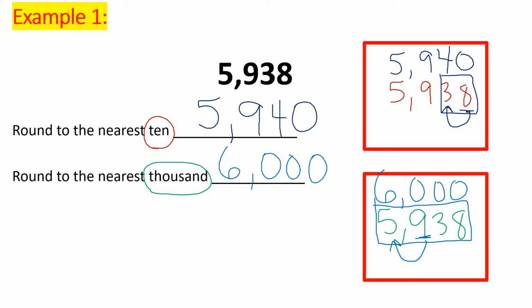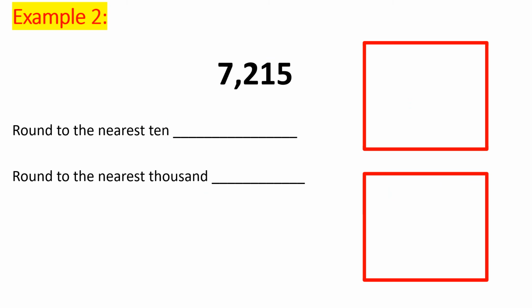So watch what we just did here. What we did is we said that 5,938, when it's rounded to tens, is 5,940. But if it is rounded to 1,000, it rounds to 6,000. Let's try another one just like that.